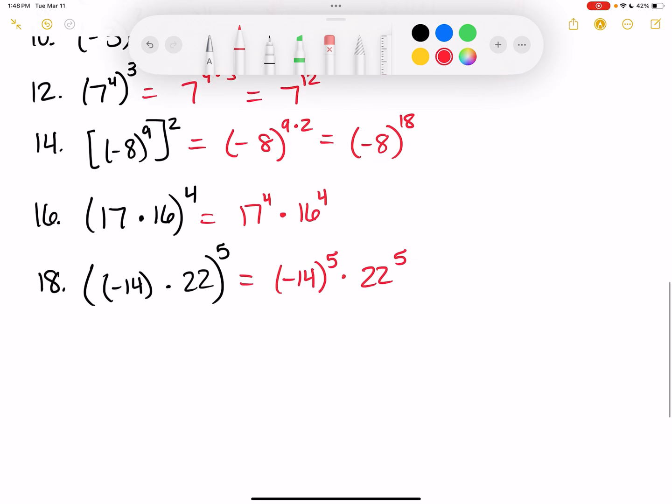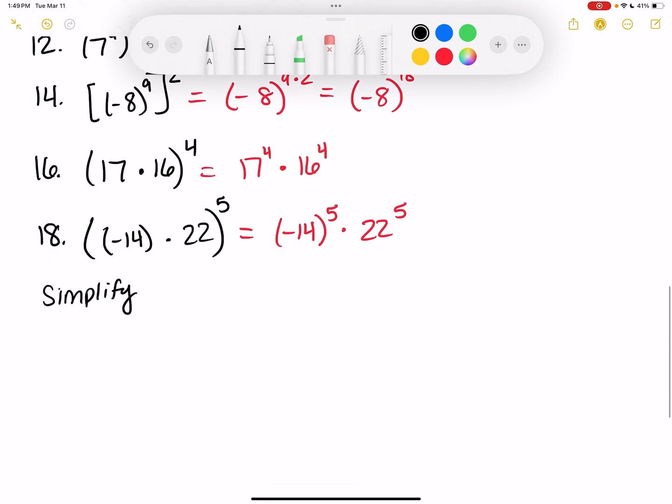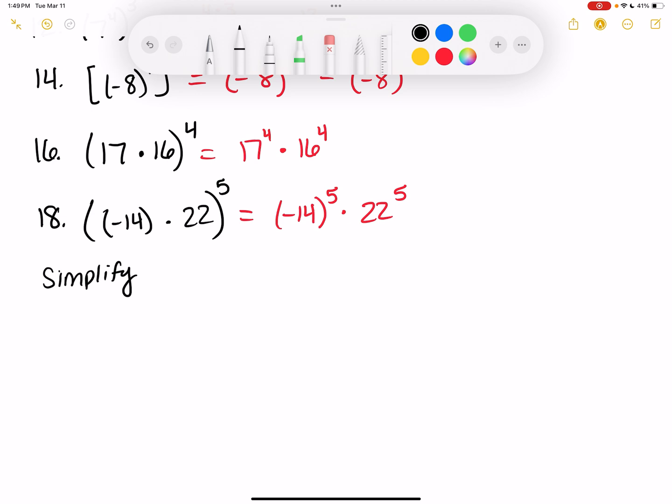All right, the next ones just say to simplify. That means we're going to take them as far as possible. And these ones are going to have variables in them. All the ones we've done so far have just had numbers. So number 20, y to the 9th times y. This works the exact same way, even though it's variables.